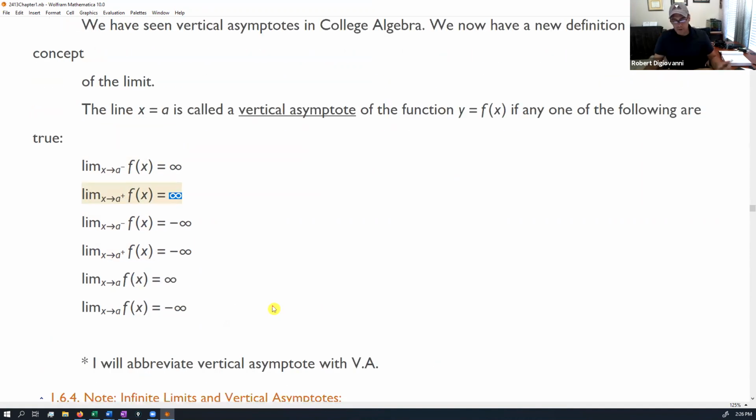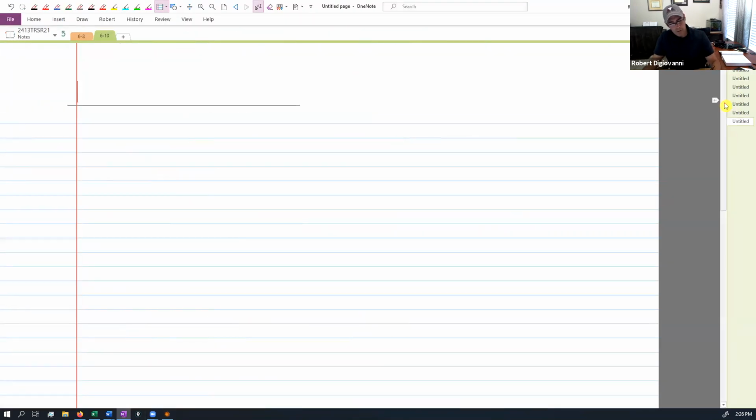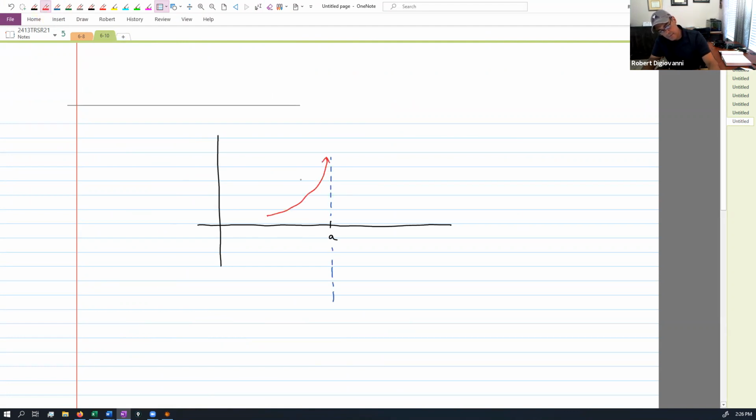Let me draw you a quick function here, just to make sure you understand that concept. This is going to be a little bit weird, so I'll make the first one easy. Here's A, and I'm going to draw a graph where at A, I have this happening. To the left, the function goes like that. And to the right, the function goes like that.